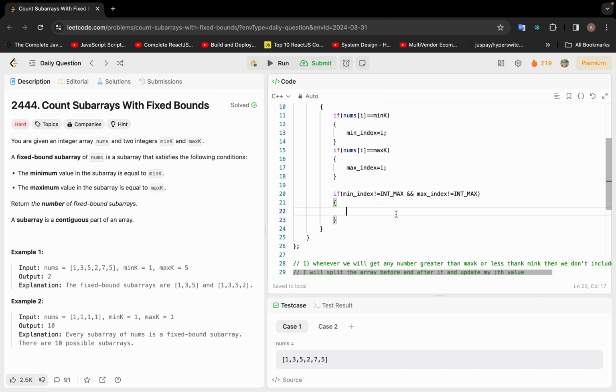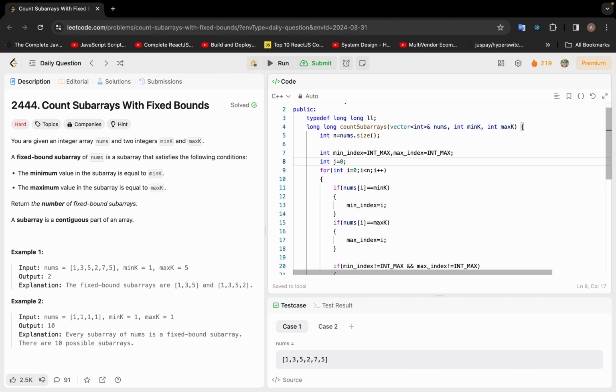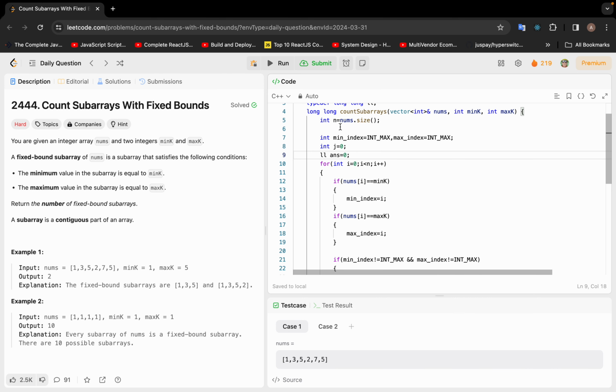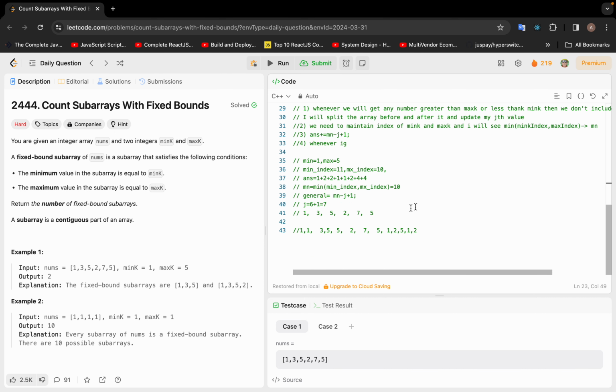So I also need to take a jth value for my boundary point of view, and also a subarray count which is the answer, right? Because this is long, I need to take a long answer. So what will be the answer? I need to also find the minimum index between both of the indices.